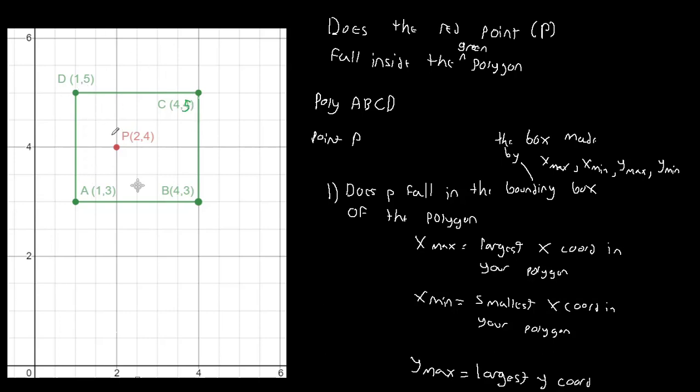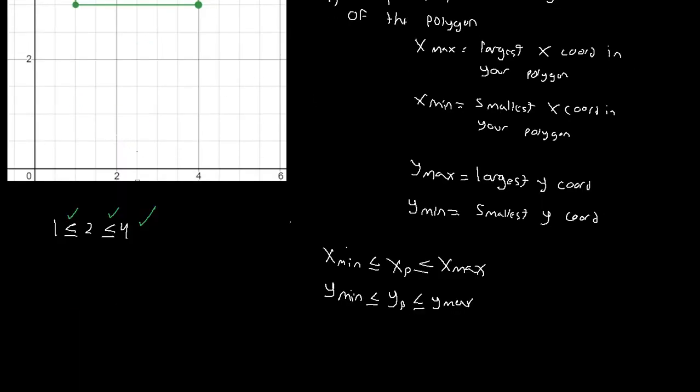Our highest y is 5, and the y of p is 4. Let's go ahead and do that. So is 3 less than or equal to 4 less than or equal to 5? Again, we're going to run through it: 3 less than 4, yes. 4 less than 5, yes. Check. So now we know the point is inside of the bounding box. In the next example, we'll show you how it can be inside of the bounding box, but not inside of the polygon.